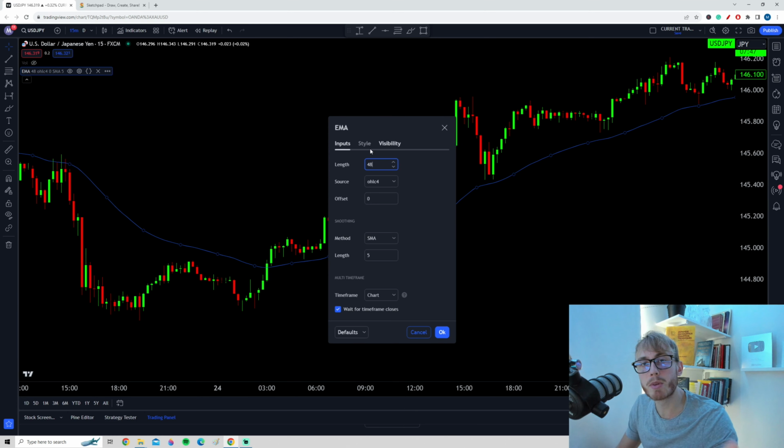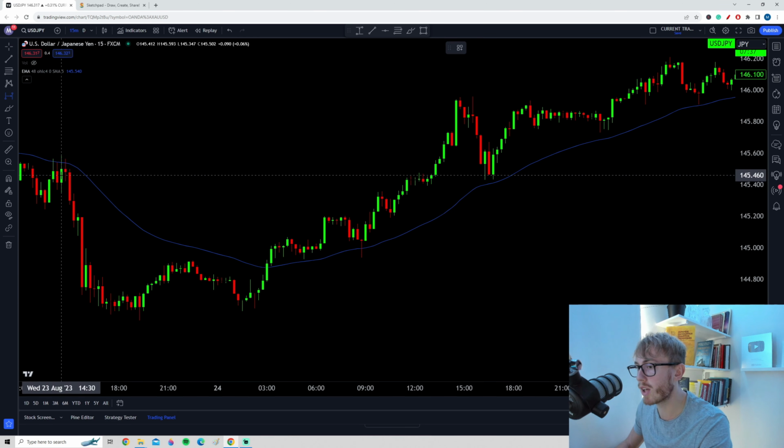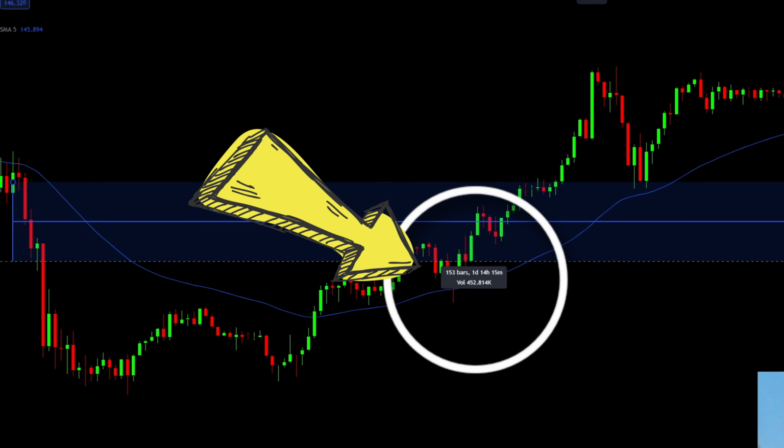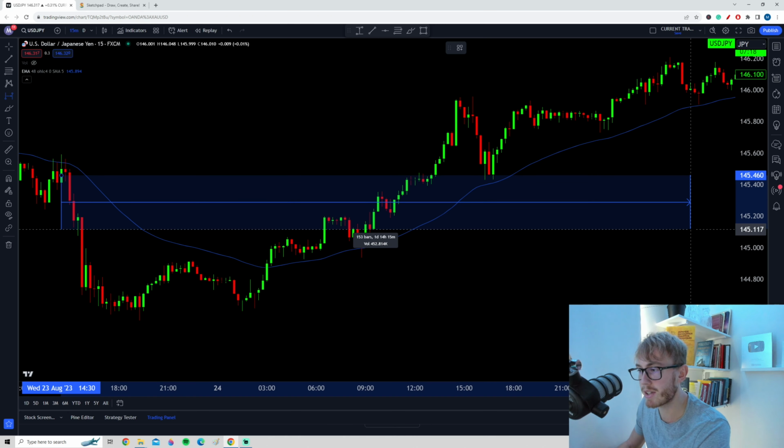The length of the moving average will depend a bit on a case-by-case basis, depending on how many bars we are currently looking at on the chart. You can see right now we do look at around 150 bars. And for this strategy, a good rule of thumb is to take this number and divide it by 3. So around a 50-day moving average.